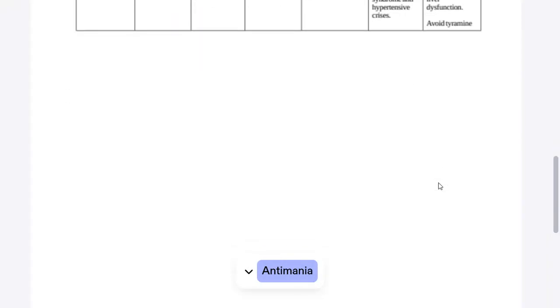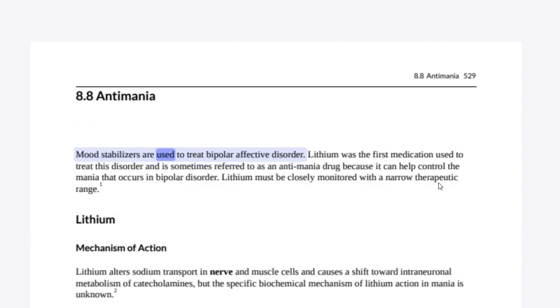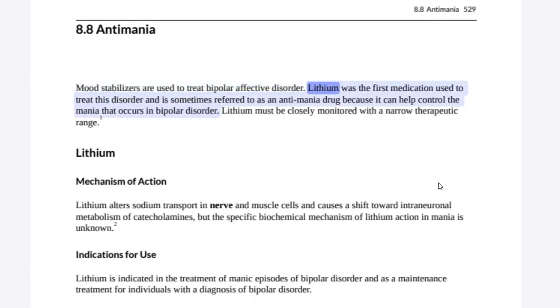8.8 Anti-mania. Mood stabilizers are used to treat bipolar affective disorder. Lithium was the first medication used to treat this disorder and is sometimes referred to as an anti-mania drug because it can help control the mania that occurs in bipolar disorder. Lithium must be closely monitored with a narrow therapeutic range. Lithium. Mechanism of action.